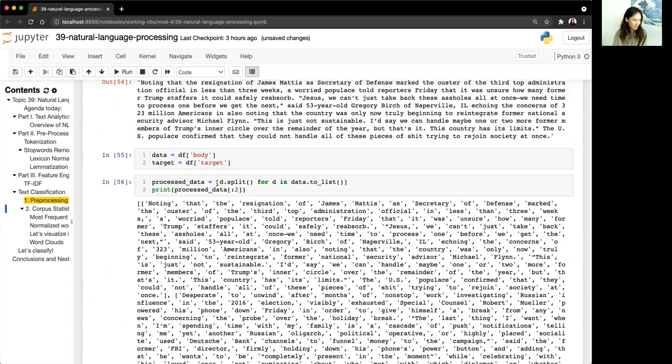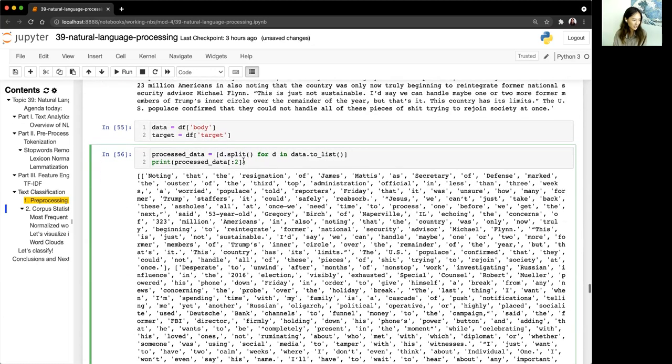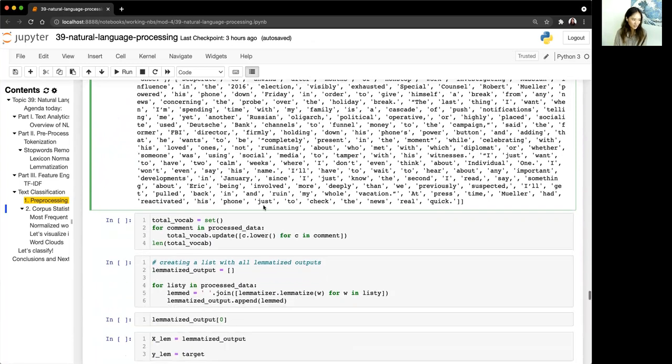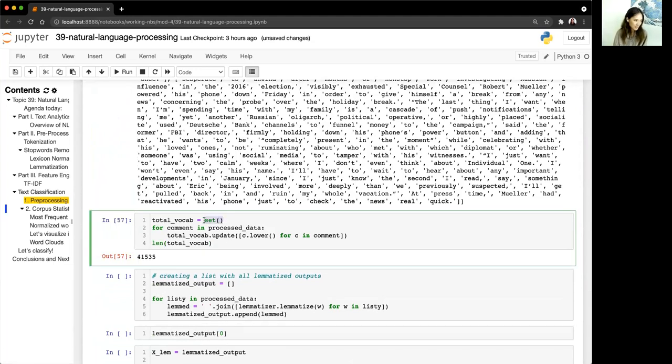So over here, I'm doing a dot split. That's just really, really quick tokenization. Dot split for d in data to list. So I actually have a list of lists of all of my articles. So they all look like this. And then what I'm going to do is lemmatize them first. Is it? No, sorry. This is getting all of our vocabulary. So what I'm doing here is I'm creating an empty set, and I'm updating the set with my lowercase words just to see how many unique words there are. And there are 41,000 unique words.